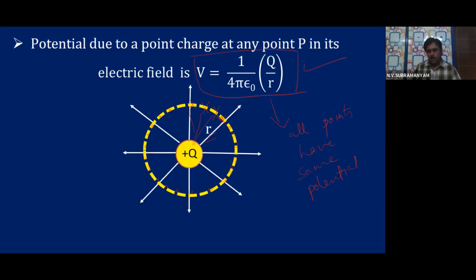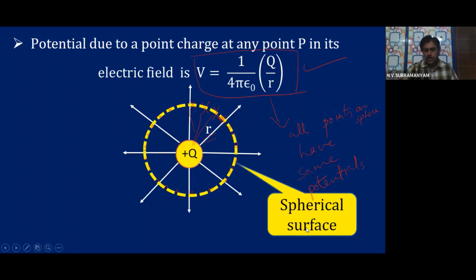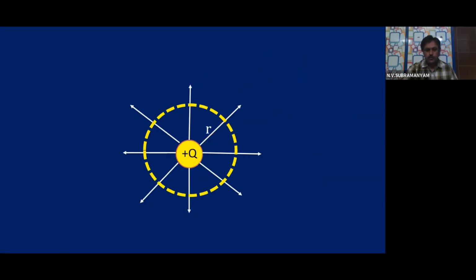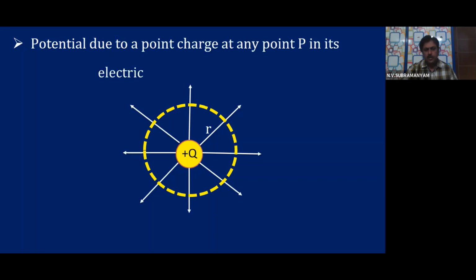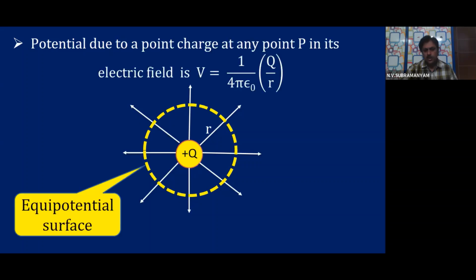Okay, all points on the sphere have the same potential. So the spherical surface now is representing what? Points which are at the same potential. Such a surface is known as an equipotential surface. Okay, this already we know. Now this sphere that I have constructed is called an equipotential surface.